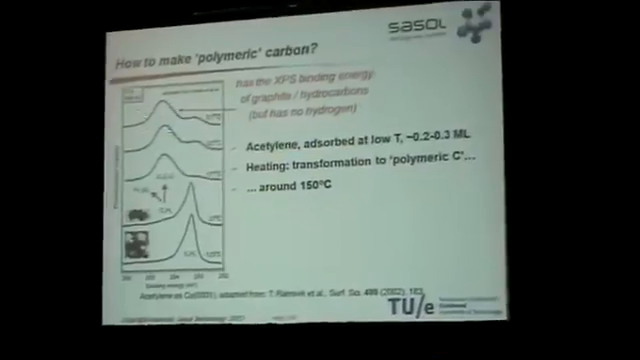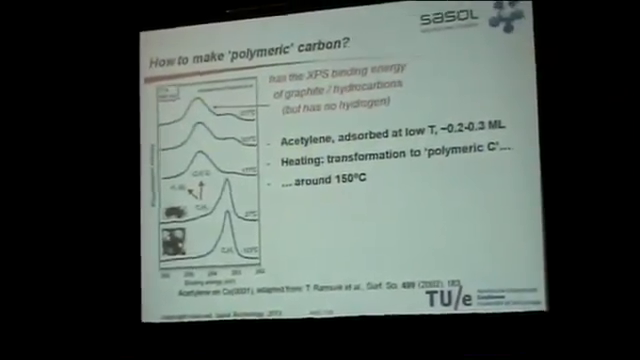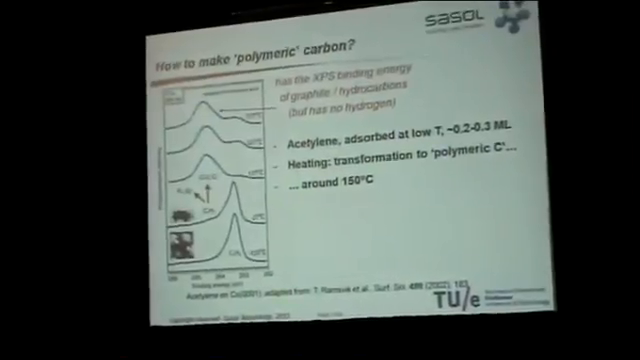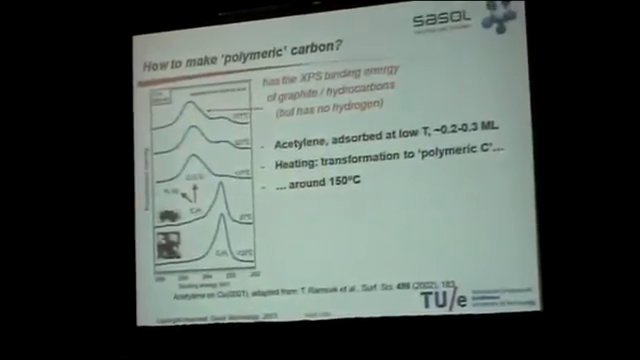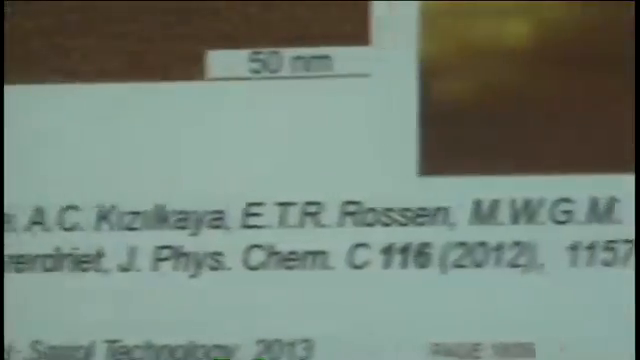Now, a peak here in the XPS spectrum doesn't tell you exactly what type of carbon you have, because a lot of different carbon species will give you a peak in this region. So we need more information, and that's when we went back to our STM, repeated the same experiment inside our STM, and this is what we find on a larger scale.